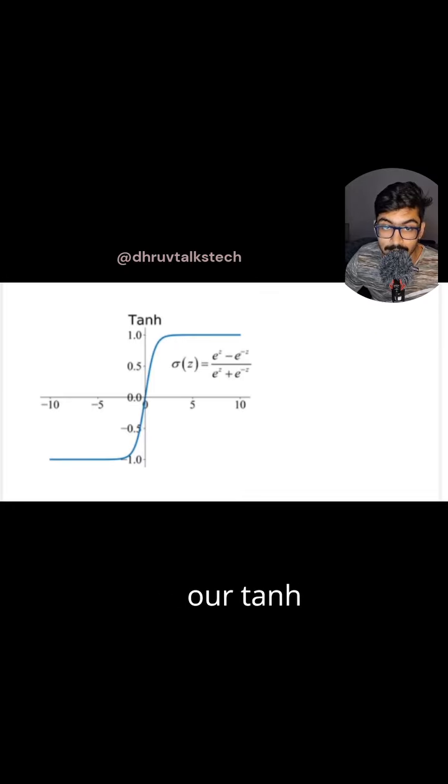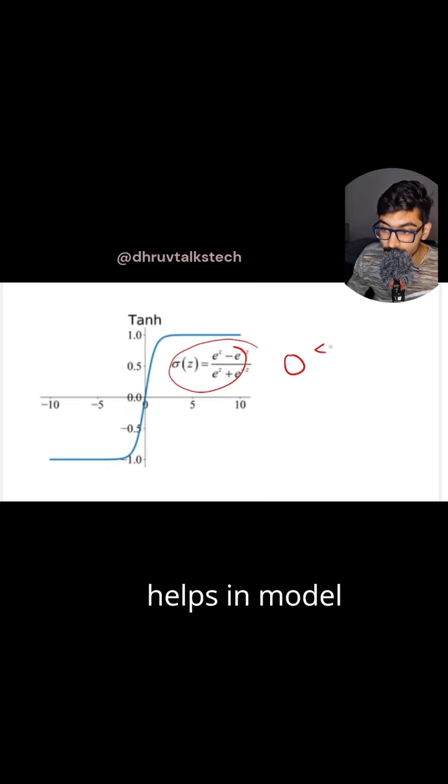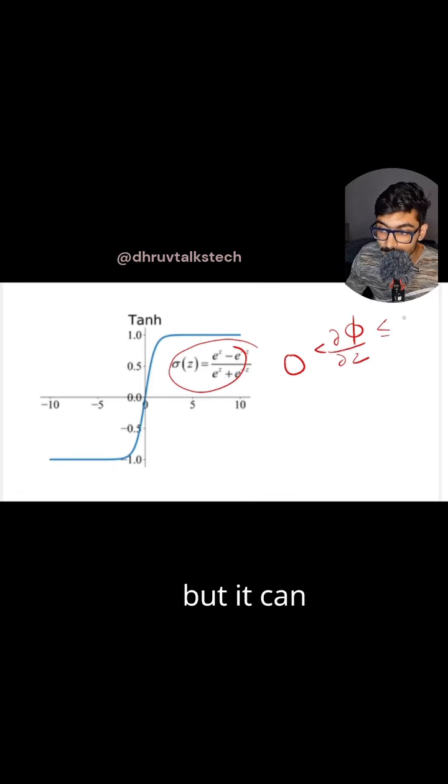The second function is our tanh function. The formula is mentioned here. Now, again, one thing to note is that it helps in model training since the differentiation can never be 0. So the gradient truly can never become 0, but it can become close to 1 and can lead to vanishing or exploding gradient problems at some point of time.